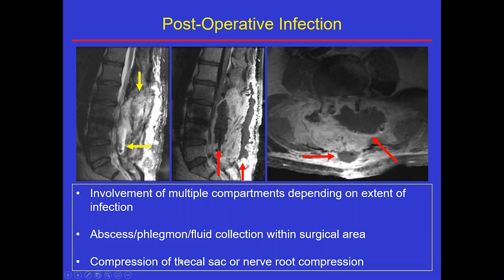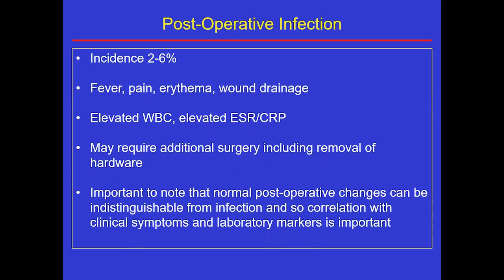And so important to remember involvement of multiple compartments depending on the extent of infection. These patients may have abscesses, phlegmons, fluid collections within the surgical area, and compression of the thecal sac or nerve root compression. And depending on the different compartments involved, if this is able to spread more anteriorly, these patients can develop meningitis, discitis, osteomyelitis, and therefore be extremely symptomatic very quickly and decompensate quickly if not recognized early. So postoperative infections, the incidence is about 2 to 6%.